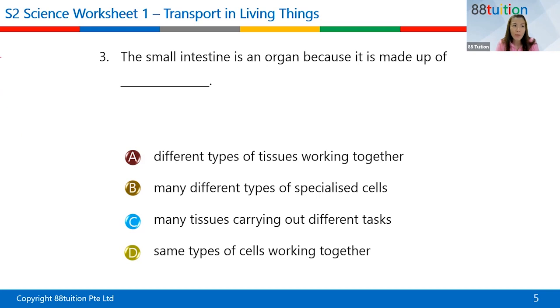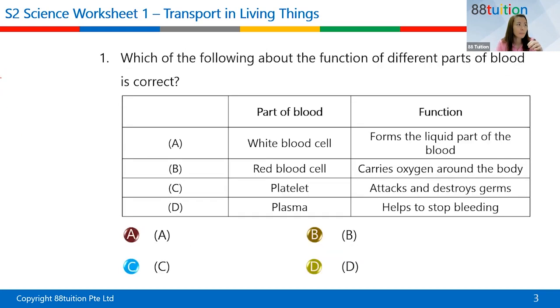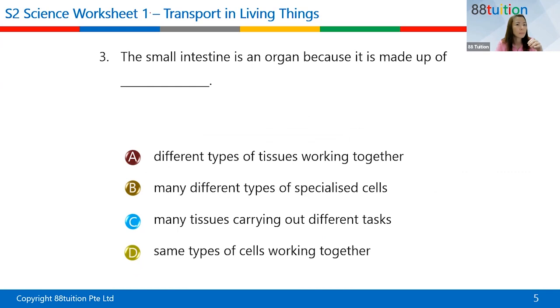But which one over here will give the answer? Any idea? A. Who says A? Isra says A. You must tell me your name because both your voices are very soft. First lesson is like that. In subsequent lessons, you will get more and more familiar with each other, then you'll be more comfortable. So A, different types of tissue working together, and you're correct.